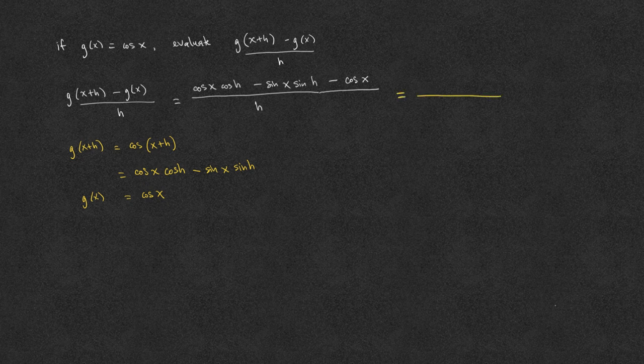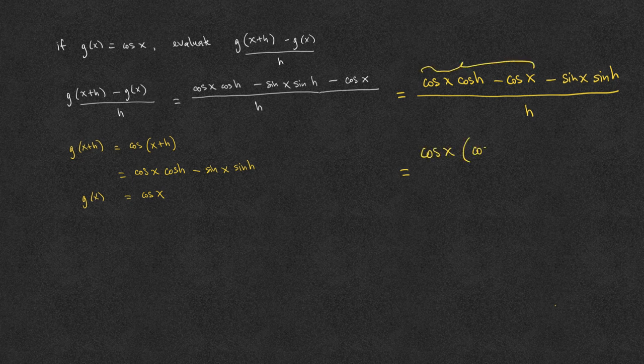And so we will regroup this and write this as cosine of x times cosine of h minus cosine of x, where we move cosine of x next to the first term. And we still have the second term, minus sine of x times sine of h over h. If we use the first two terms only and factor out cosine of x, we end up with cosine of h minus 1, and we still have minus sine of x times sine of h over h.